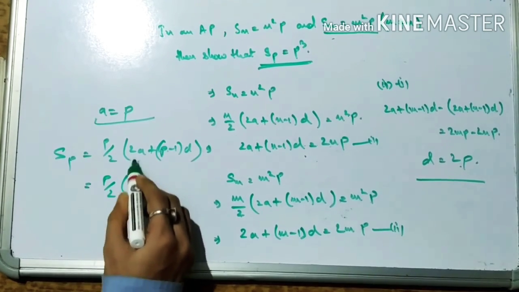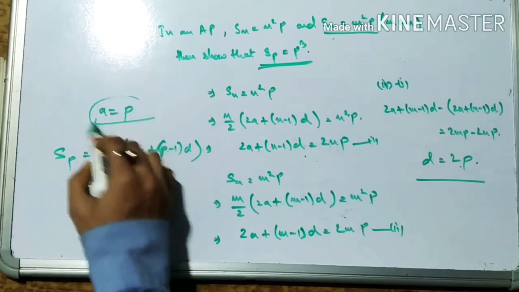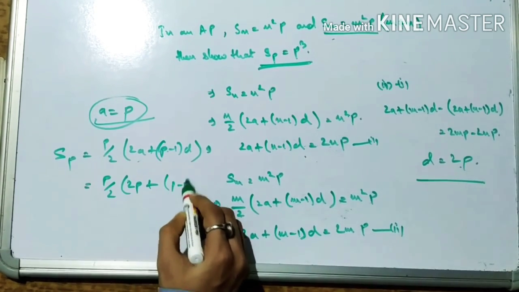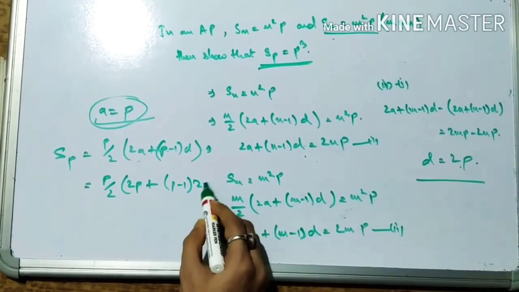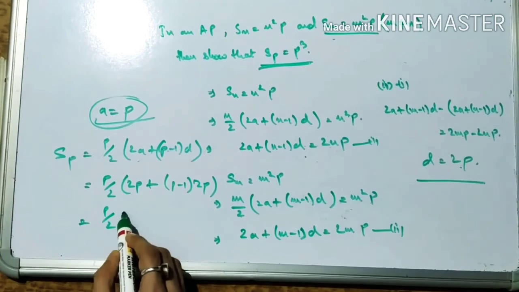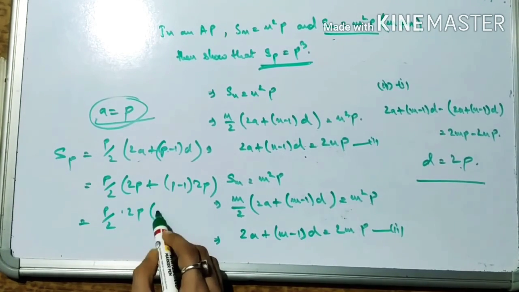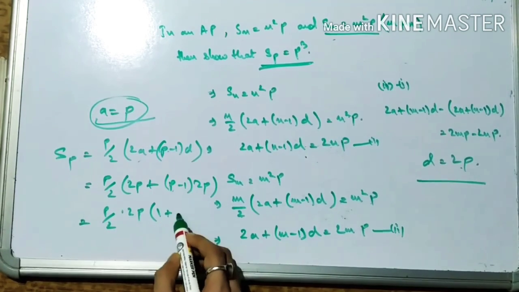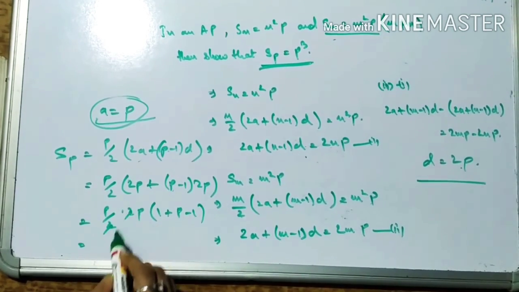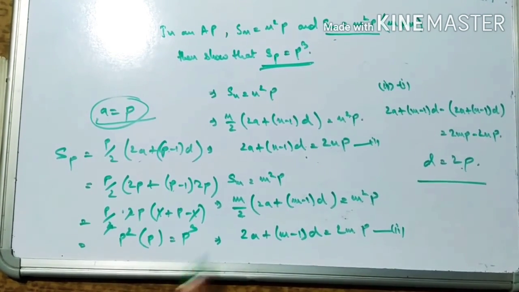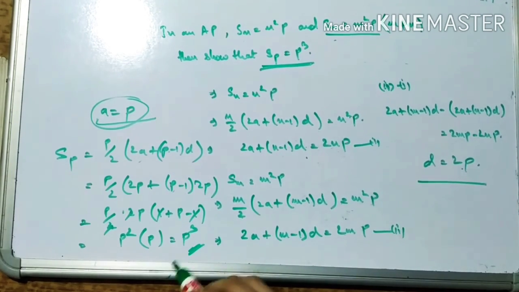So this is p by 2. The value of a is p, given; a value p I got. So in place of a, I will put 2p. This is (p minus 1), and d value 2p I got. So this is 2p. Now from these two terms, 2p I can take common, p by 2 into 2p. In place of the bracket I will get 1 plus (p minus 1). This gives p squared, and 1 cancels with p, which is equal to p cubed. So I showed that Sp is equal to p cubed. Understand? This is our proof.